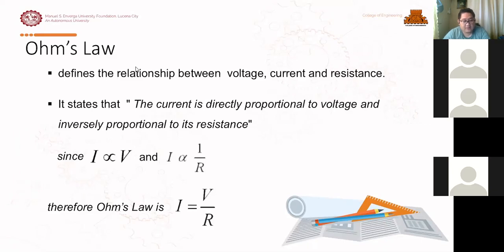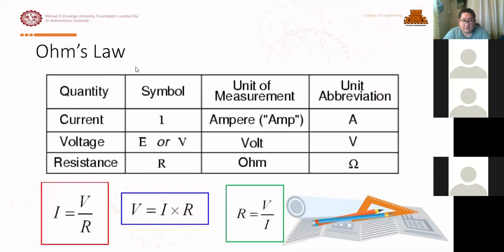So, that's the equation. Then, these are the symbols. We have already discussed this. But as you can see here, voltage sometimes uses E, so it is not used for power, but for energy. Okay? Then we already know the measurement and the abbreviation.